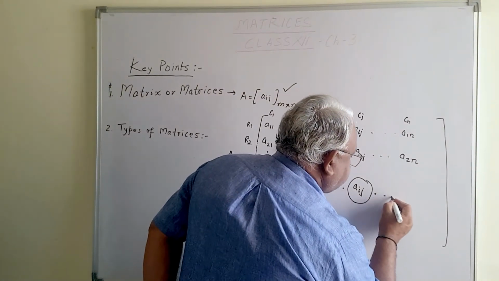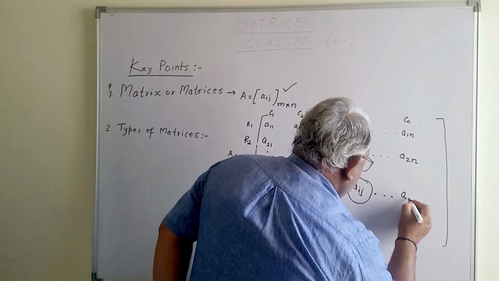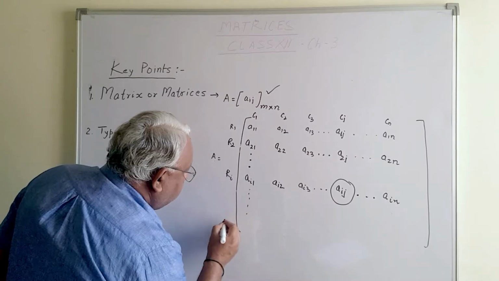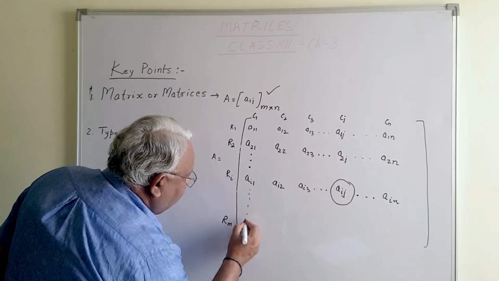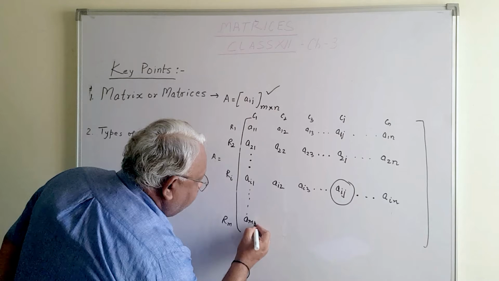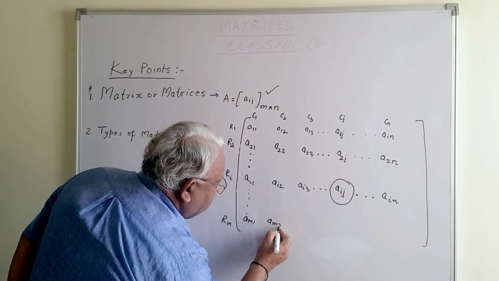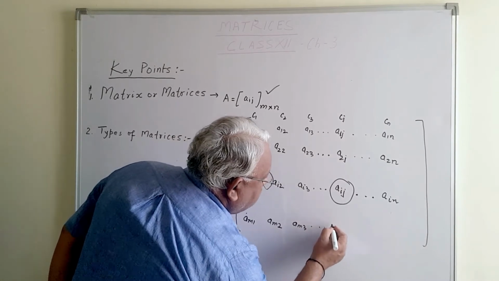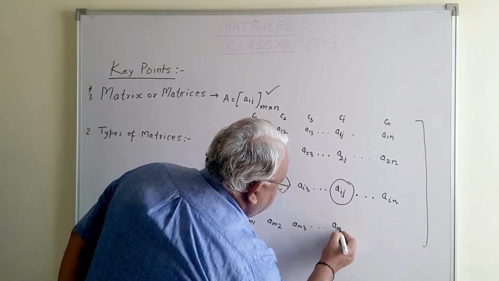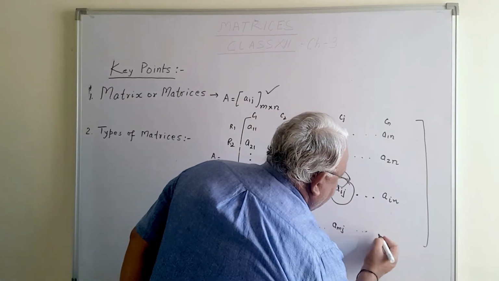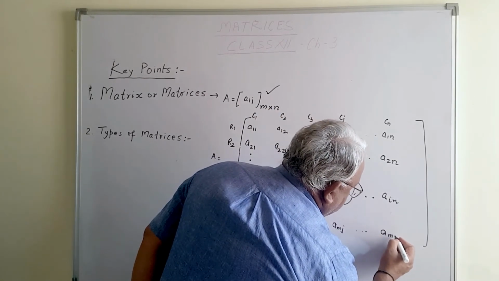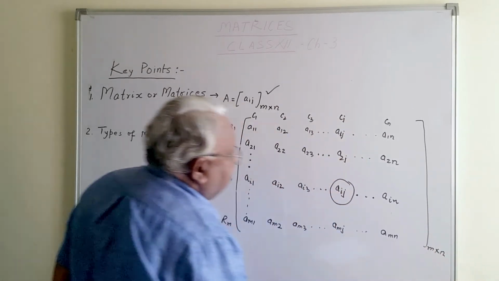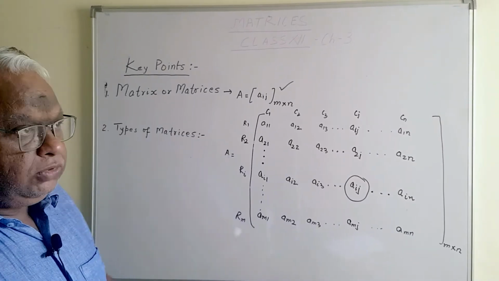Then it is ain, and finally we move on to the mth row. So it will be am1, am2, am3, and amj, and likewise you will have amn. So this gives you the order of the matrix in the form of m cross n.